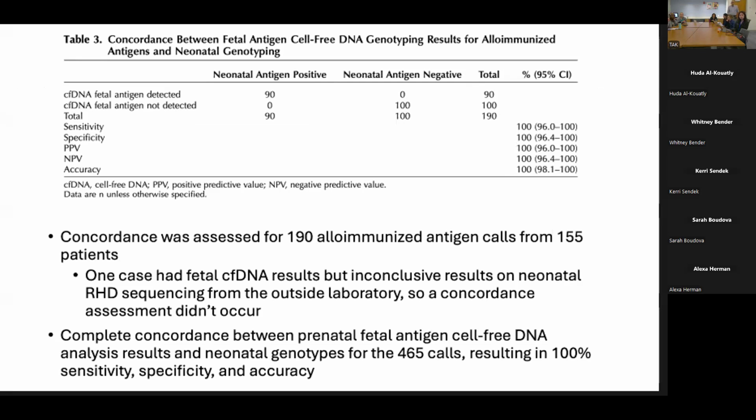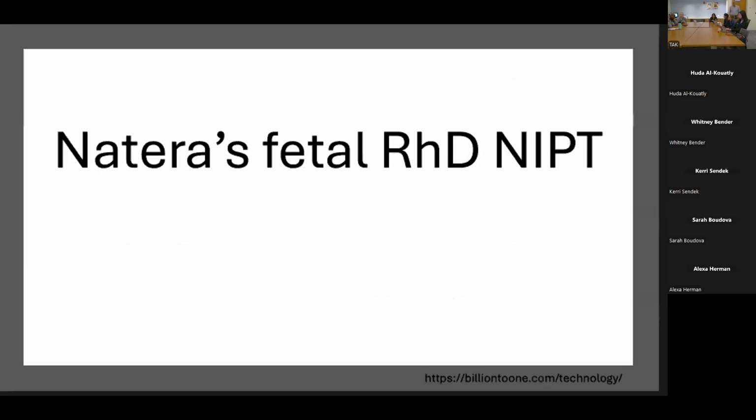And complete concordance between prenatal fetal antigen cell-free DNA analysis results and neonatal genotypes for the 465 calls resulted in 100% sensitivity, specificity, and accuracy. So we could really dig into each of these studies. Obviously, we don't have time, but they could each be a journal club in and of themselves. But that was Billion to One's technology and the two major studies that looked at that technology. In short, the importance is they claim that they can detect these other genes that are common in other populations besides a white European population.